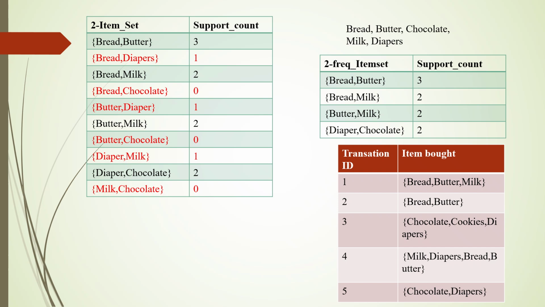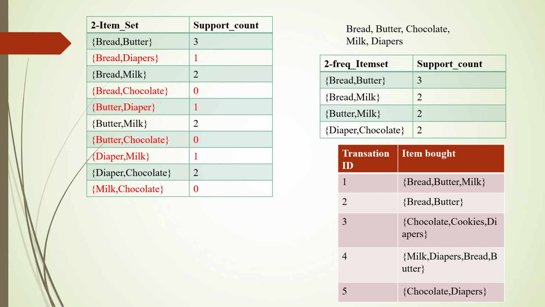Here, the second frequent item set we need to calculate. So the frequency must be greater than or equal to the minimum support. Our minimum support is 2. So first, 3 is greater than or equal to 2. The condition is true. So bread and butter is a second frequent item set. Next, bread diaper, 1 is greater than or equal to minimum support. The condition is false. So bread diaper is eliminated.